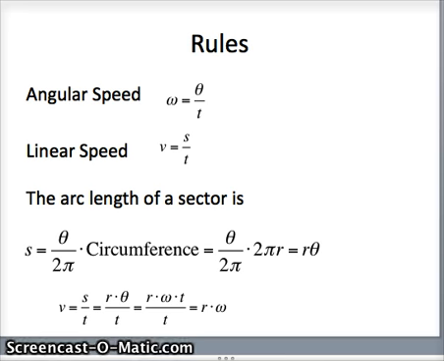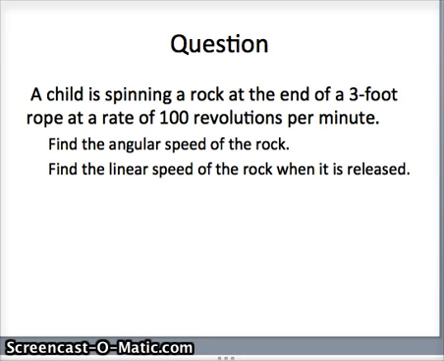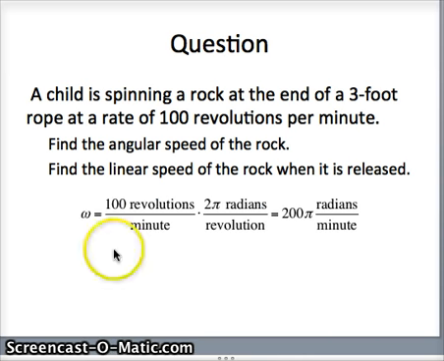So let's take a look at one more question. A child is spinning a rock at the end of a 3-foot rope at the rate of 100 revolutions per minute. We want to find the angular speed of the rock, and then we want to find the linear speed of the rock when it is released. Angular speed of the rock, what's our theta divided by time? So we have 100 revolutions per minute. How do we convert that into angular speed?